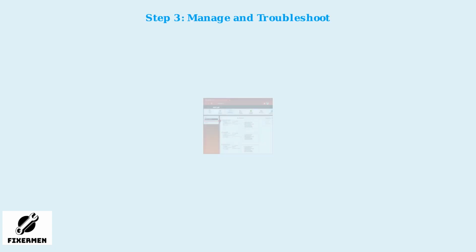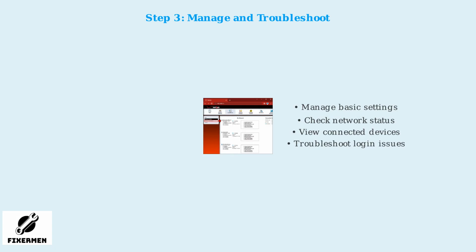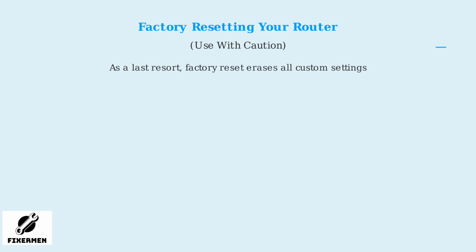In the app, you can manage basic router settings, view connected devices, check network status, and troubleshoot common issues without needing to access the router's web interface. Using the app simplifies router management and reduces the need for direct logins, helping avoid complications like forgotten passwords or firmware issues. As a last resort, you can factory reset your router.